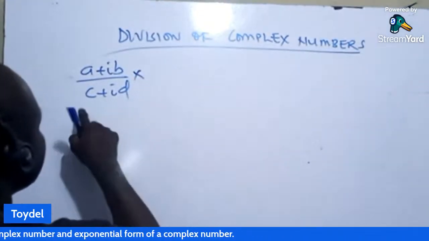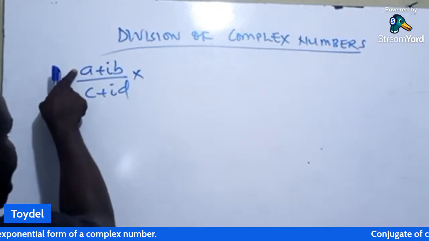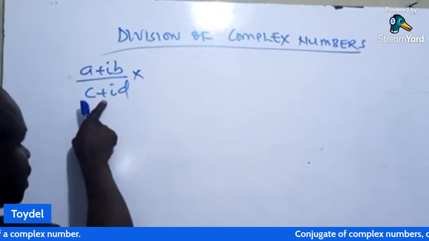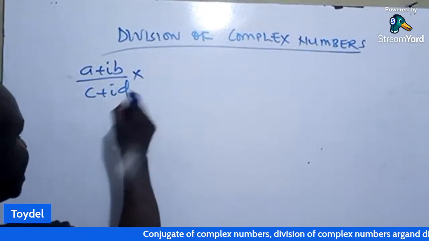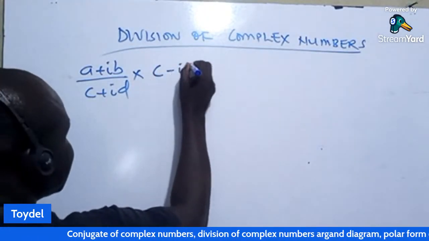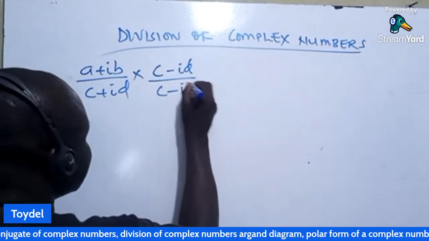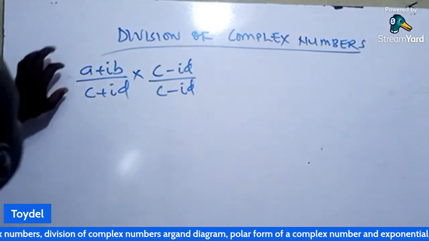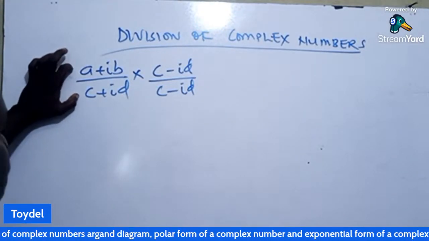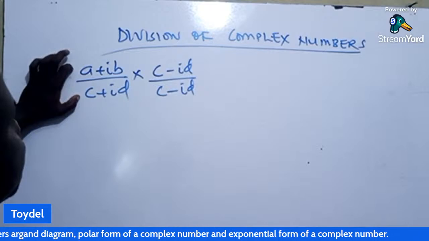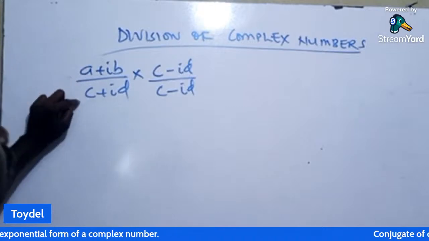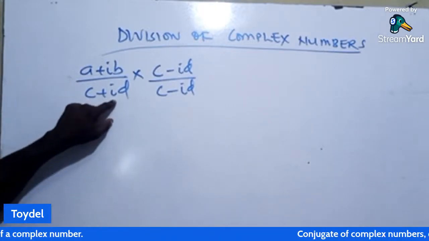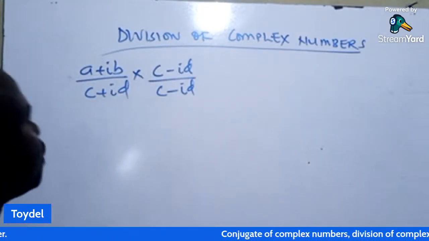Just say you are going to multiply both the numerator and the denominator by the conjugate of this denominator. The denominator is c plus id, so the conjugate will be c minus id, all over c minus id. So if you are given a complex number in form of division, you rationalize. That's the term. You multiply both the numerator and the denominator by the conjugate of this denominator, which is given as what we have on the board.